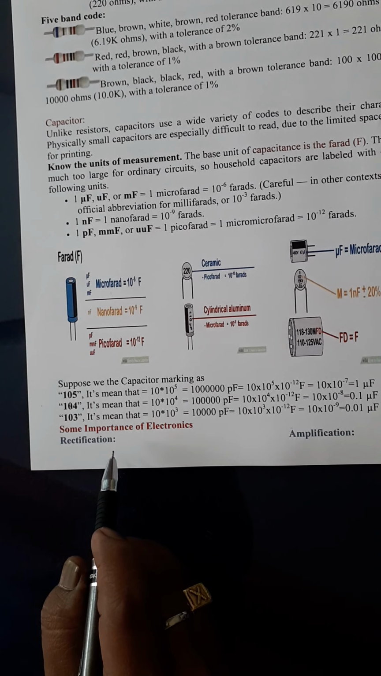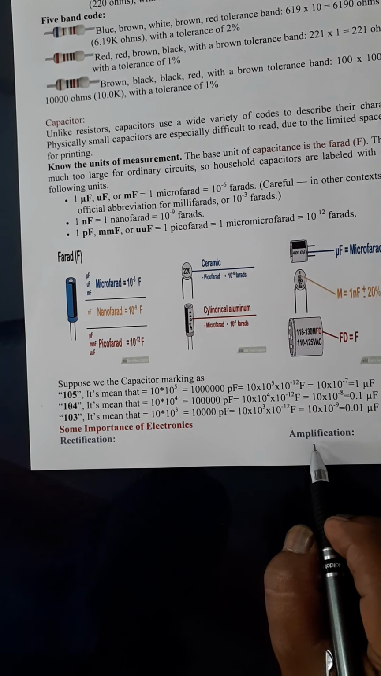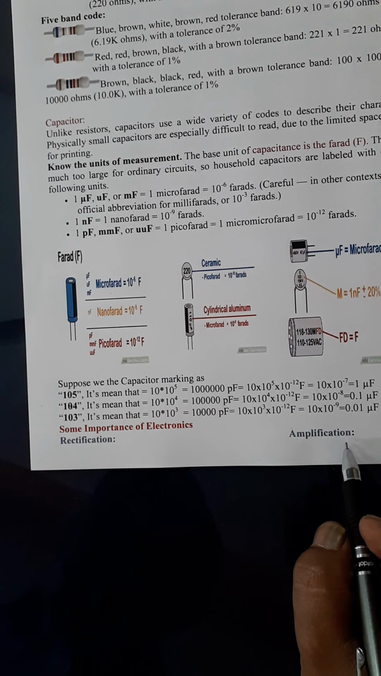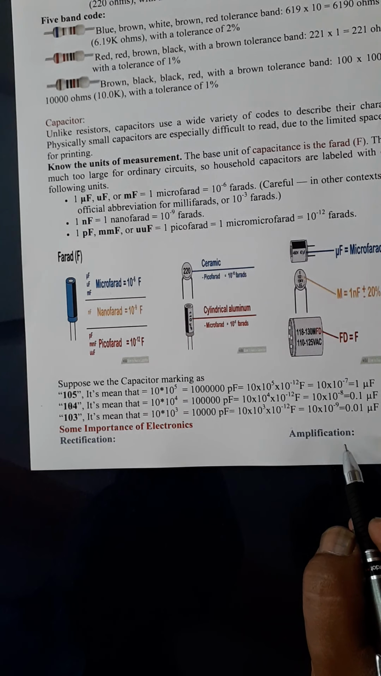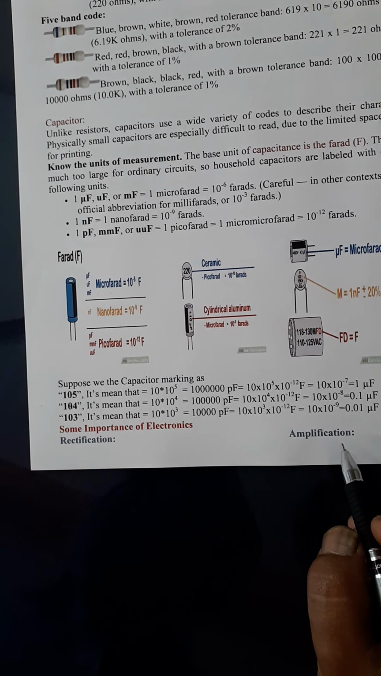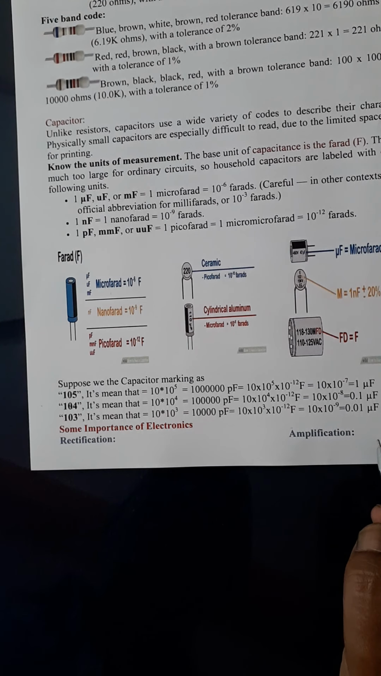This DC supply can be used for charging storage batteries. Second one, we can go for amplification. What is the meaning of amplification? The process of raising the strength of a weak signal is known as amplification. So for it, we are using transistors.